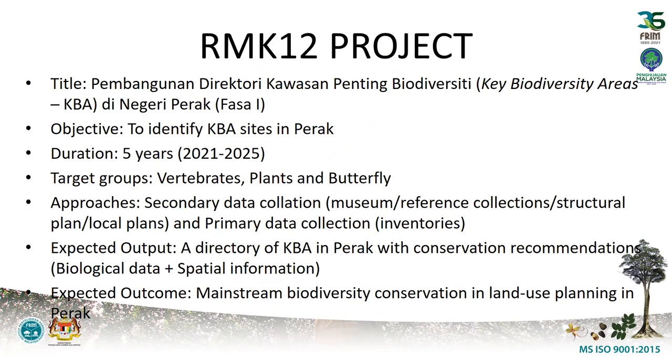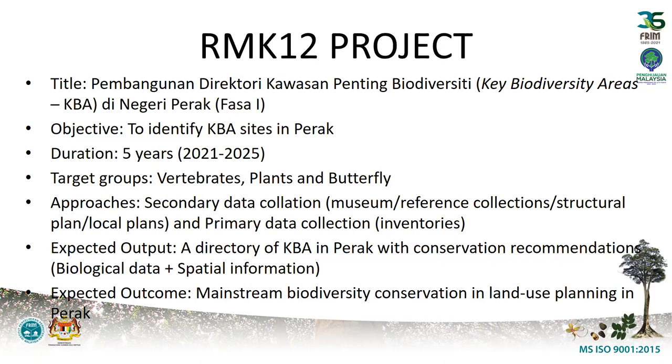So objektifnya adalah to identify where are the KBA sites in Perak. Kalau tengok daripada maklumat KBA World Database tu, kita ada 6. Itu pun based on IBA. But sebesar-besar negeri Perak, kita tahu mungkin ada lebih lagi. Dan mungkin ada lagi elemen-elemen lain, especially on plant, especially on butterfly yang boleh kita propose as a KBA site. That's why project ini mengambil masa 5 tahun. Dan target group kita ada vertebrates, plants and butterfly.